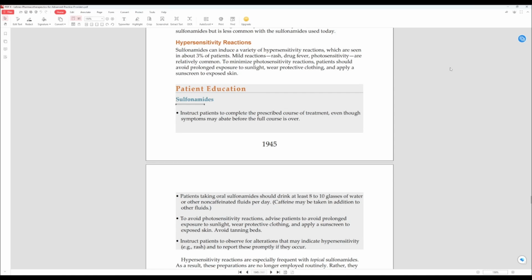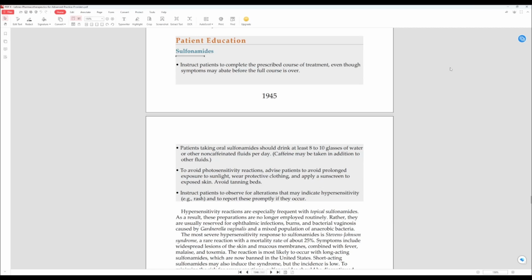Which brings us to a section here for patient education on sulfonamides. It's a good spot to hit pause so you can read over them, but the big ones being: make sure to take the medication as instructed for its full course, and patients should drink at least 8 to 10 glasses of water and/or other non-caffeinated fluids per day. Again, wear protective clothing and do not get into tanning beds because of the ultraviolet rays. And then finally, instruct patients to observe for alterations that may indicate hypersensitivity, such as a rash.